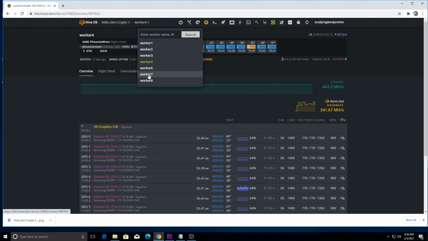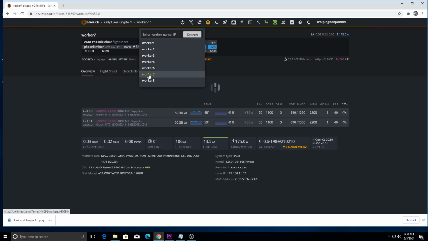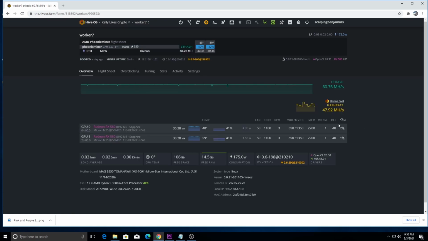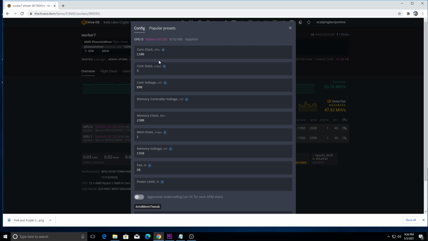So these ones, I know a lot of people in the past, and myself included, had BIOS modded these, but these are not BIOS modded. It's the original BIOS, and I'm able to get them up to 30.38, and yeah. They're only using 90 watts each, 90 watts and 85. So go ahead and you can use the same settings I have here. Core clock 1100, core state 3, 890 core voltage, 2200 memory clock, memory state 1, 1350 memory voltage, and I just have the fan set at 50.